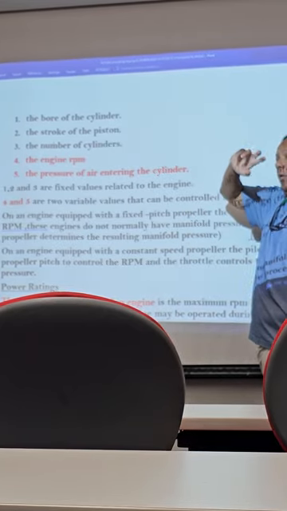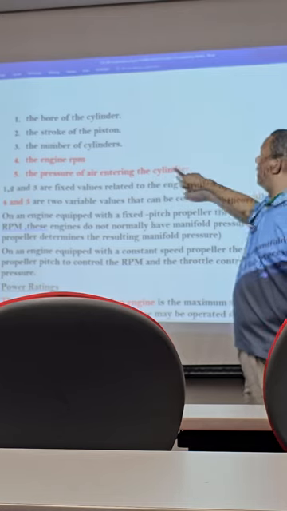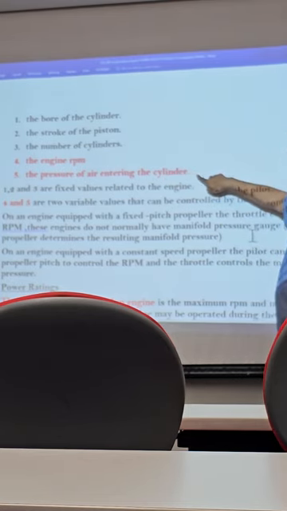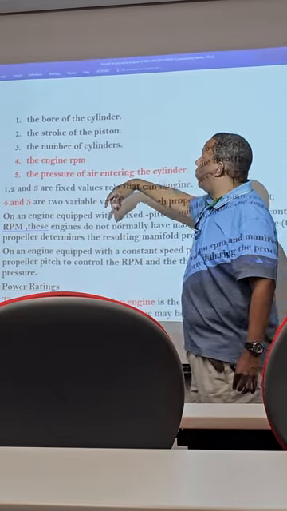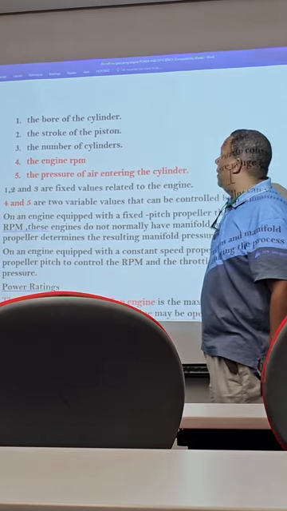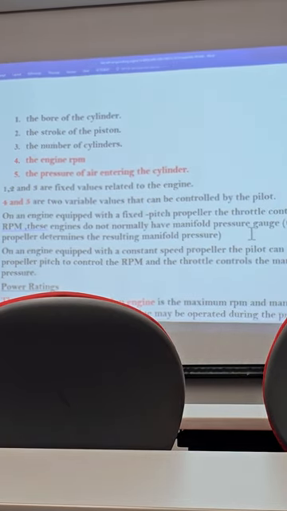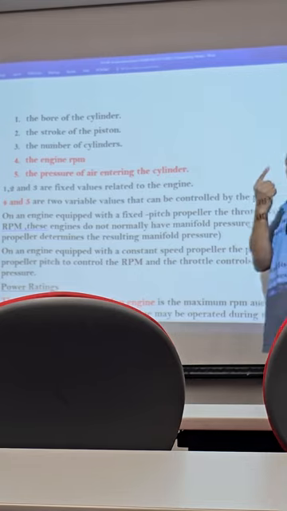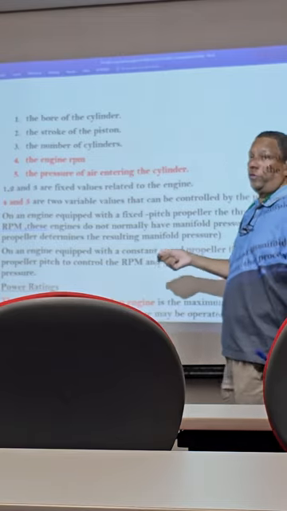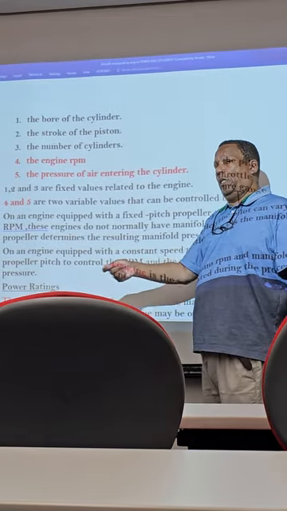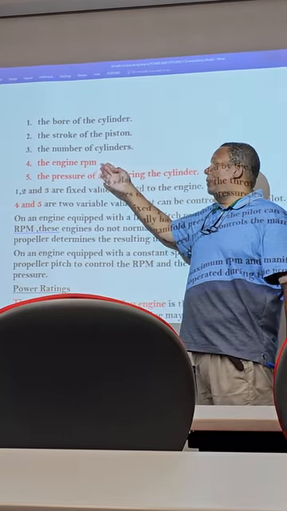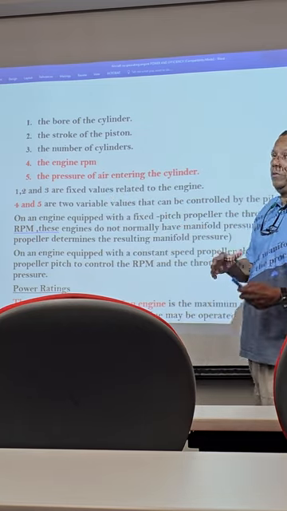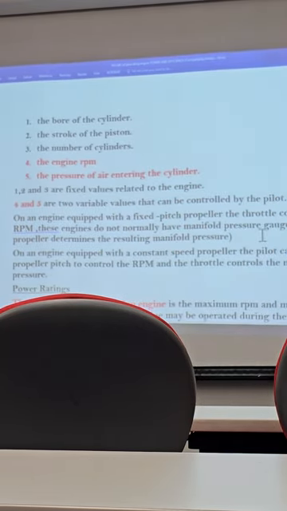In a constant speed propeller aircraft, with the throttle you control the manifold absolute pressure, and with the propeller you control the engine RPM. If the aircraft is fitted with a fixed propeller, the only control you have is the throttle. You open the throttle and close the throttle, and the engine RPM is the indicator you have as power for this type of engine.